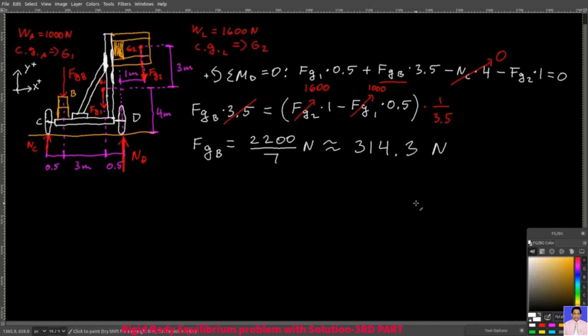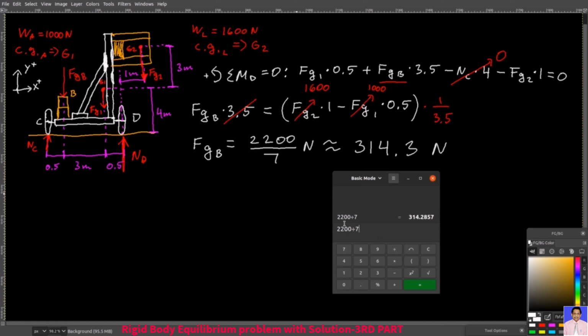Of course, in reality, you should put more counterweight blocks in this location at B in order to make sure that it's secure. Also, when you divide 2200 by 7, then this is the real answer, but in these kind of problems, just to be safe, you should always round up. Because if you round down, then even when you have a perfect condition, your structure will tip over.